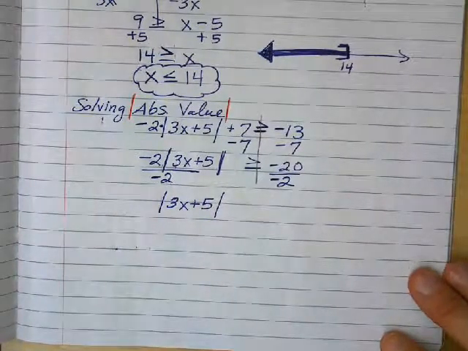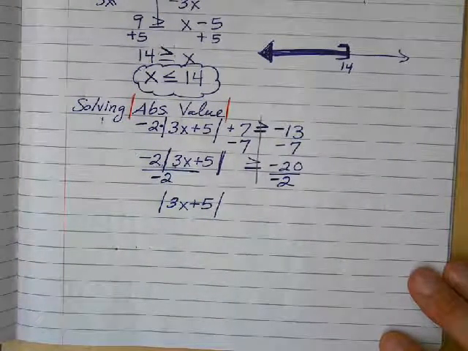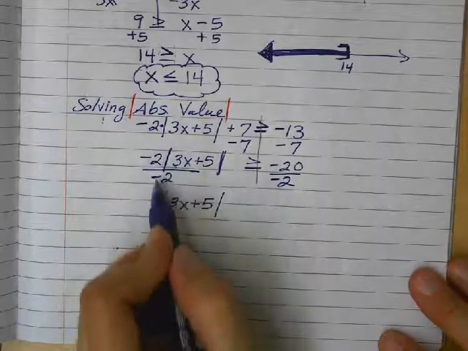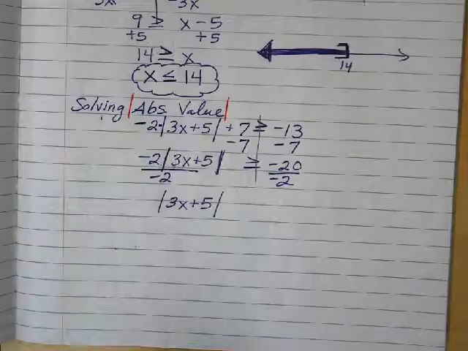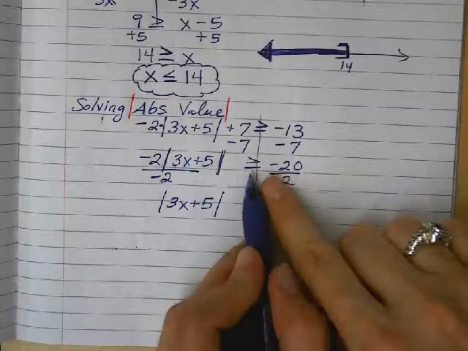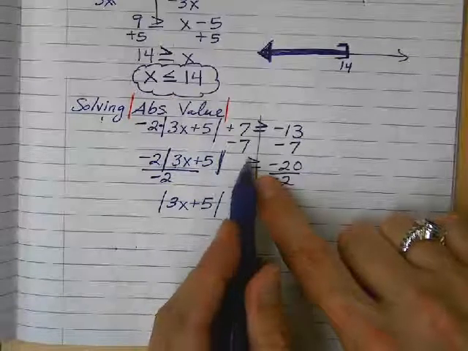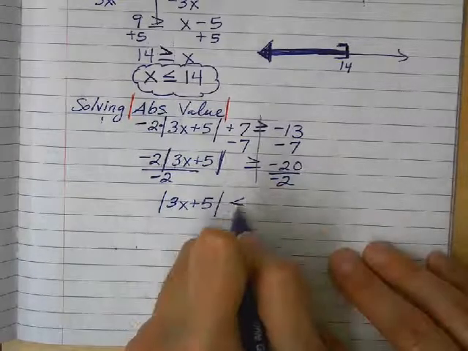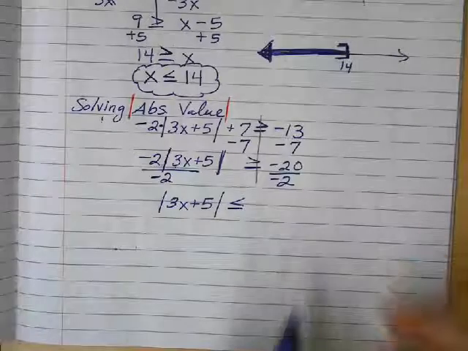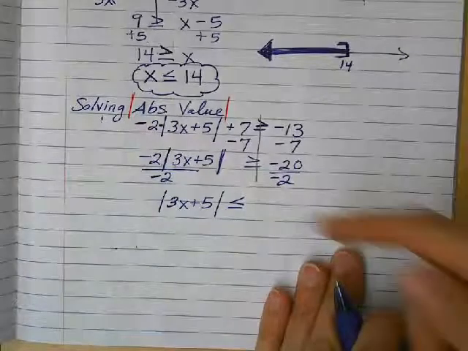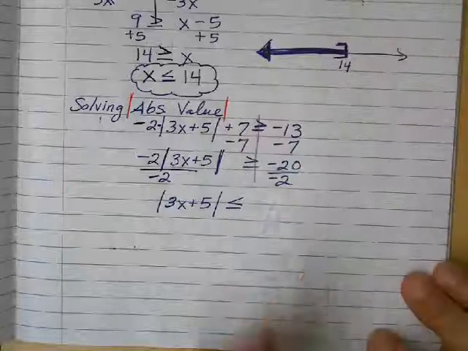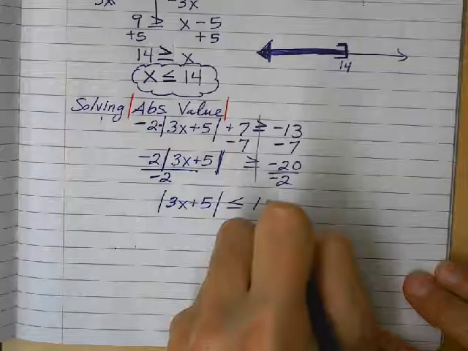Okay, when you divide by a negative, when you're working with these greater than, less than problems, do you know what happens? Sign flips. This greater than sign will have to flip to less than or equal to. Whenever you multiply or divide by a negative, you have to remember to flip the sign. So there's a lot of tricky things that you have to remember.